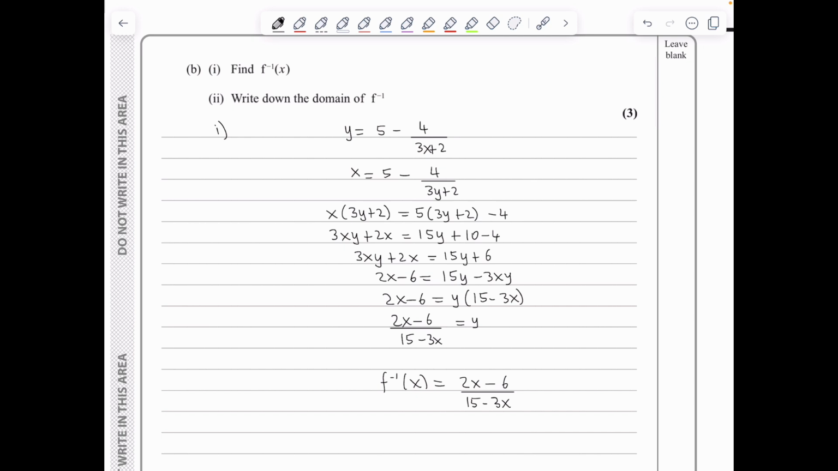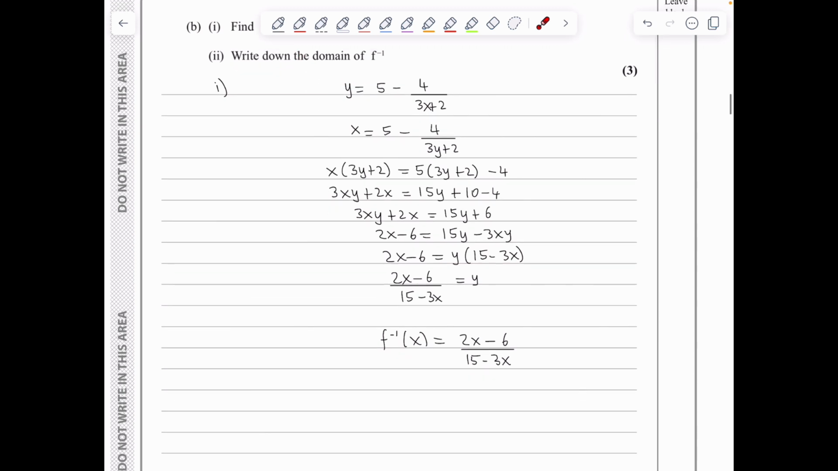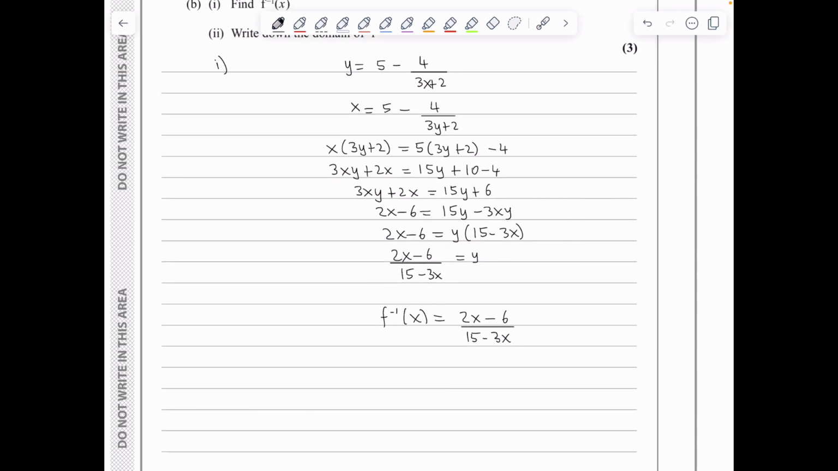In II, we need to write down the domain of f inverse, and we know that the domain of the inverse is the range of the original f of x, and we found this in part A. So we've got that the domain is x belongs to the reals, and x is between 3 inclusive and 5 excluding. So this is the domain of the inverse.